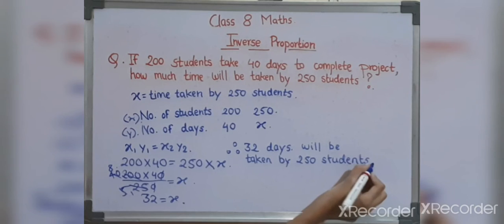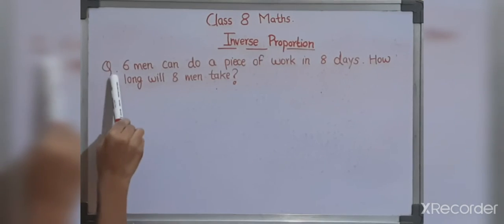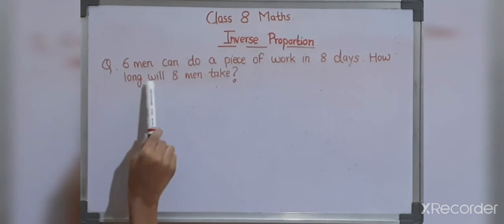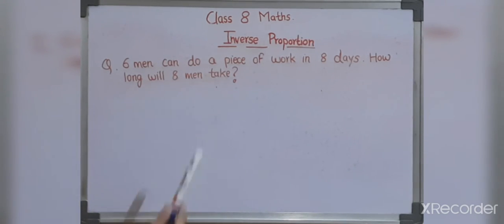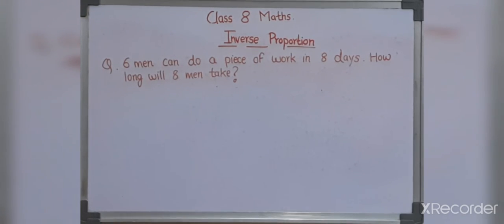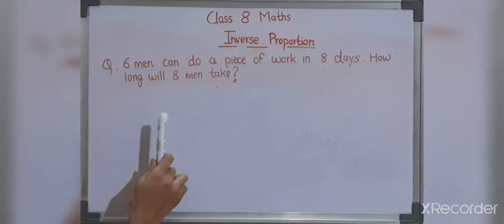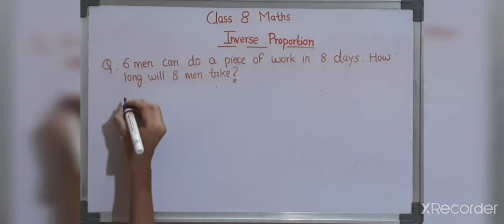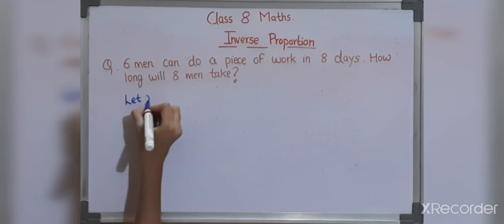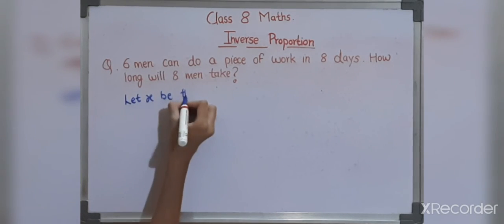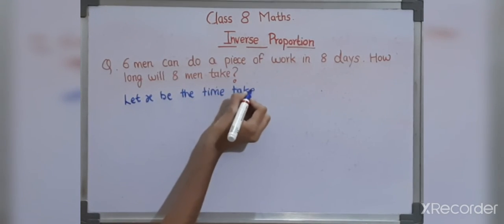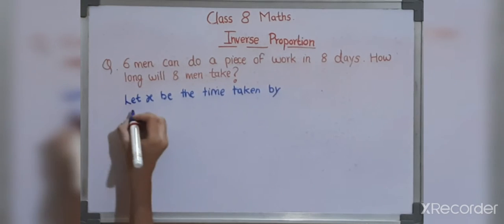Now let's solve the another example. Question is, 6 men can do a piece of work in 8 days. How long will 8 men take? So in this question it is given that 6 men can do a work in 8 days. So we need to find out the time taken by 8 men to do the work. So let x be the time taken by 8 men.